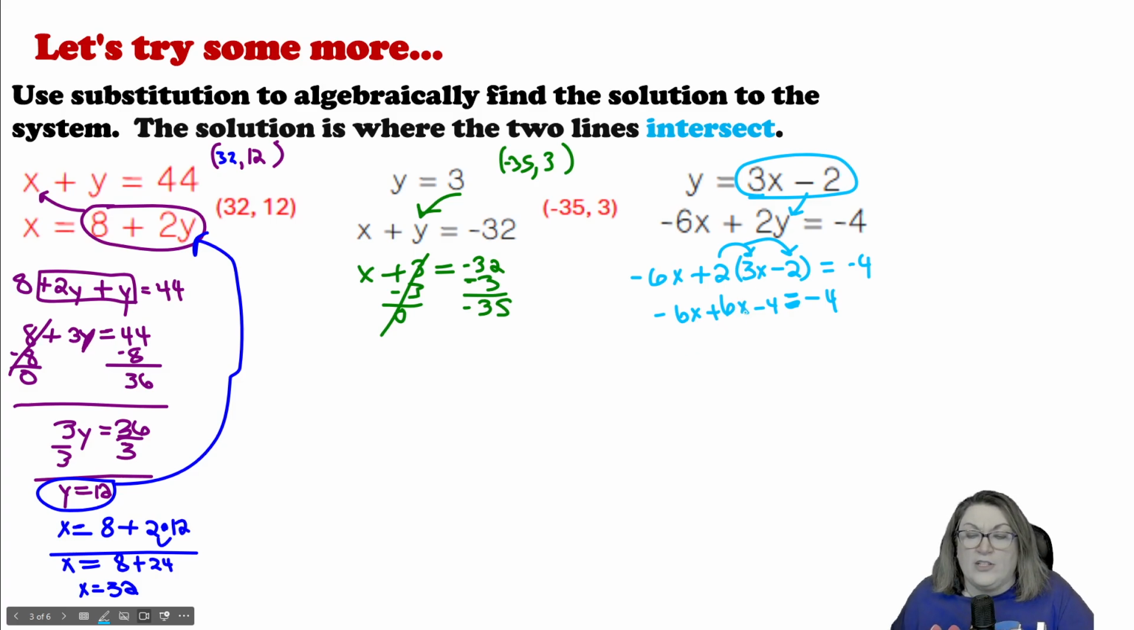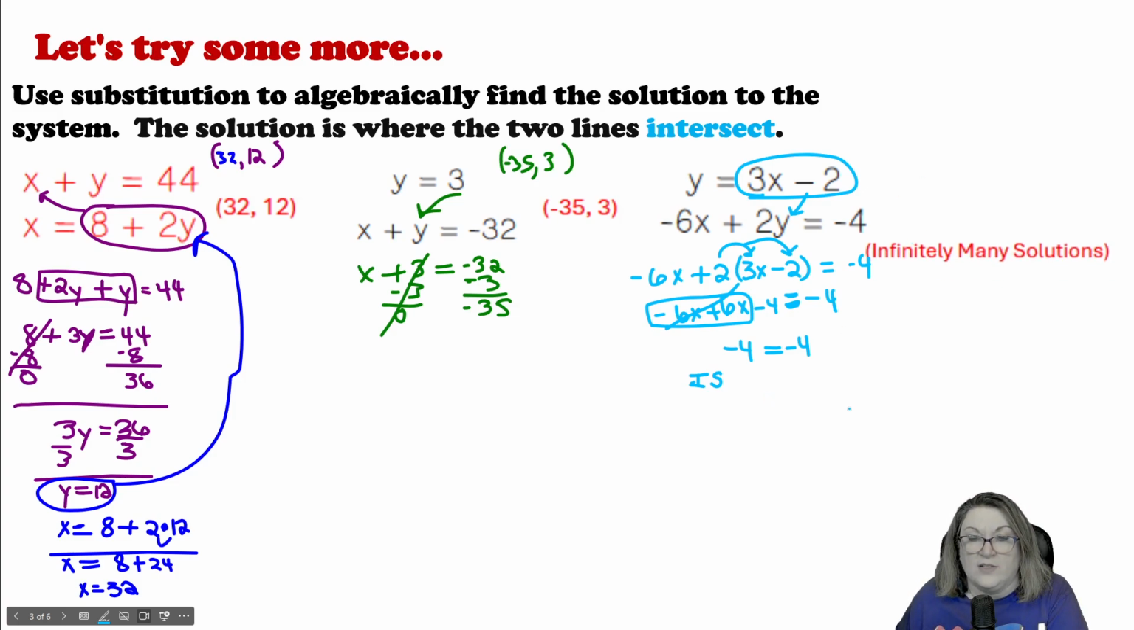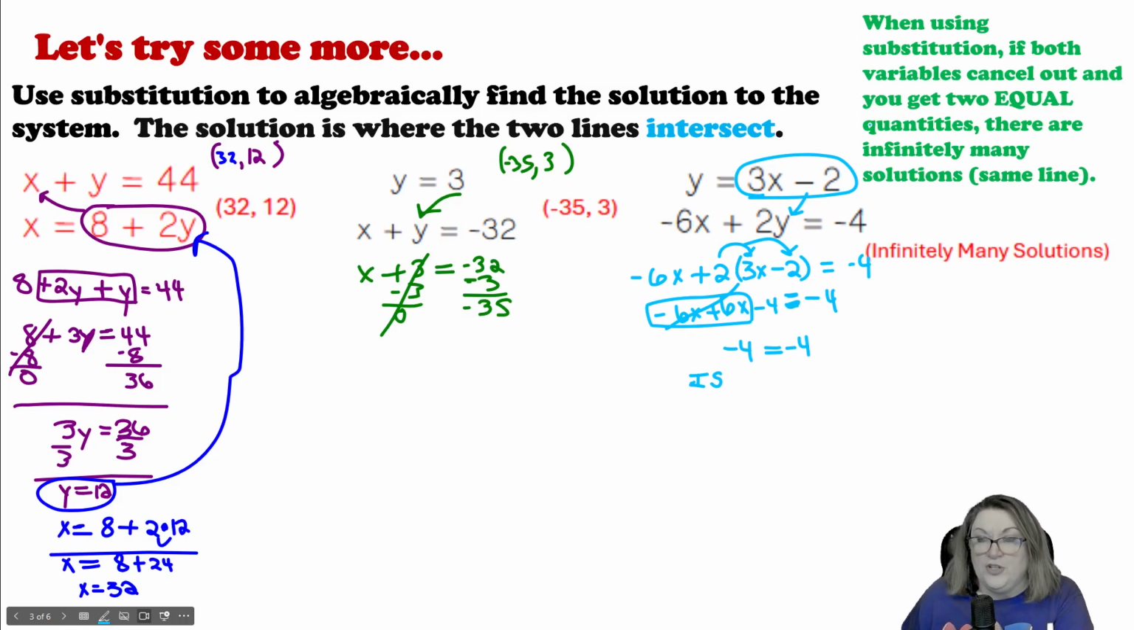Now, when we combine our like terms on this one, I could combine these two, but when I do, it's going to zero out. Negative 6x plus 6x is just 0. So this kind of cancels out, and all we're left with is 2 equal numbers. When both variables cancel out, you're left with 2 equal numbers. The solution is infinite solutions. So I'll just put IS for infinite solutions. Yes, infinitely many solutions is the answer. When using substitution, if both variables cancel out and you get 2 equal quantities, there are infinitely many solutions, or in fact, it's the same line.